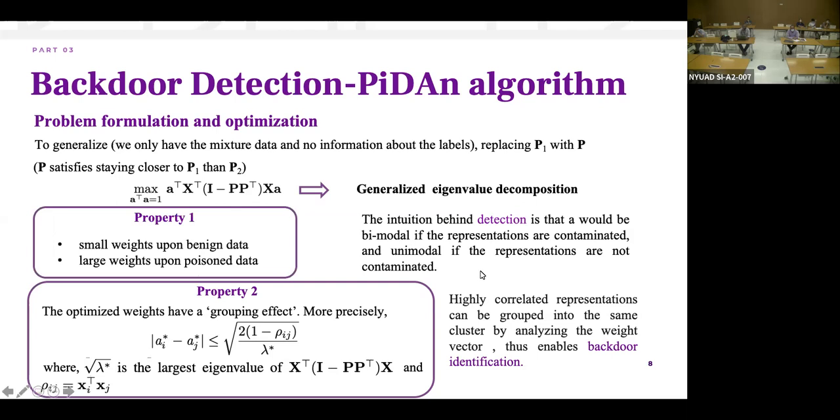The second property of A is that A has a grouping effect, which means the absolute difference between any elements of A is smaller than a very small value. This means highly correlated representations can be grouped into the same cluster. This motivates the backdoor identification algorithm. In this work, we just use a very simple clustering algorithm like k-means to identify the two classes, the poison class and the benign class.